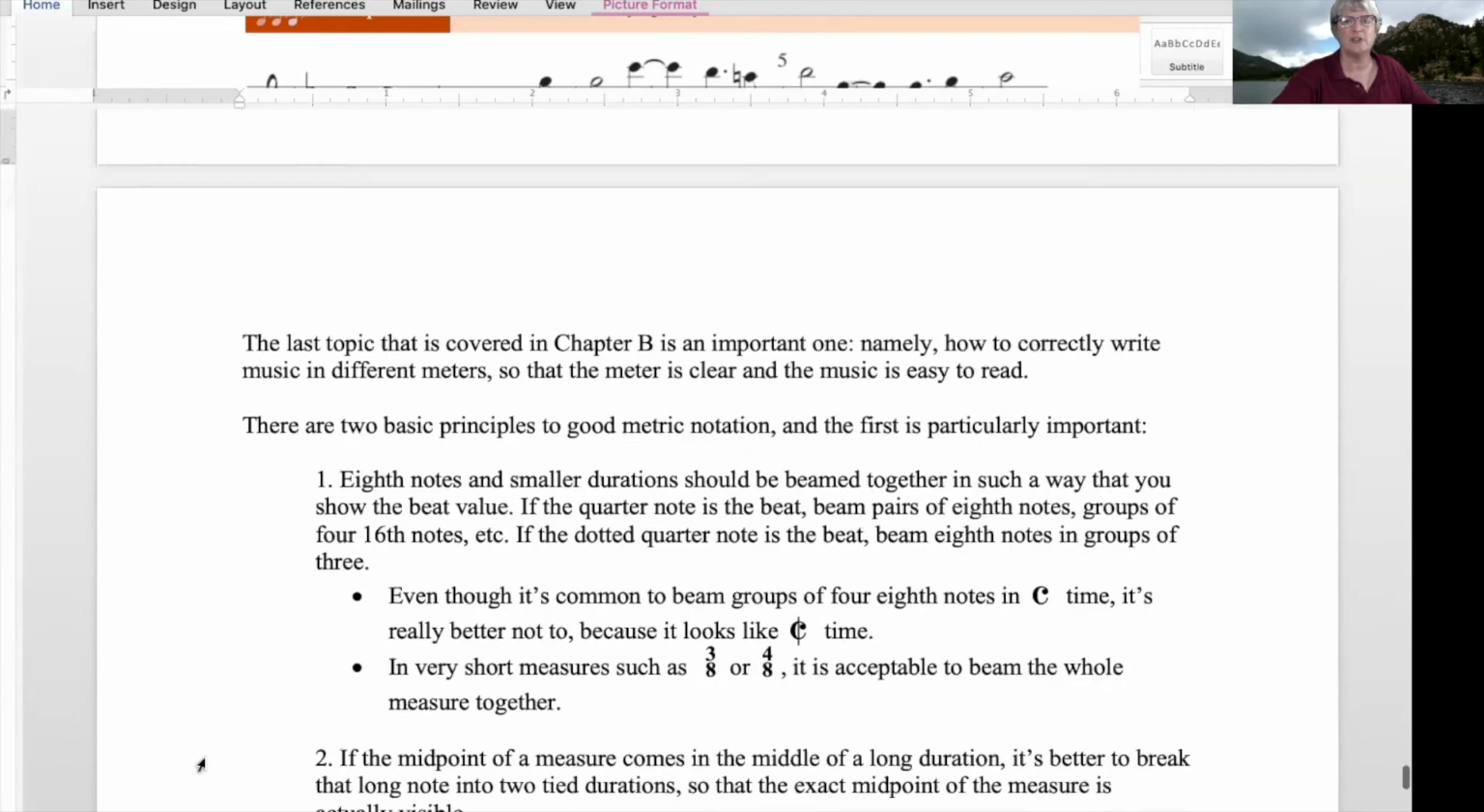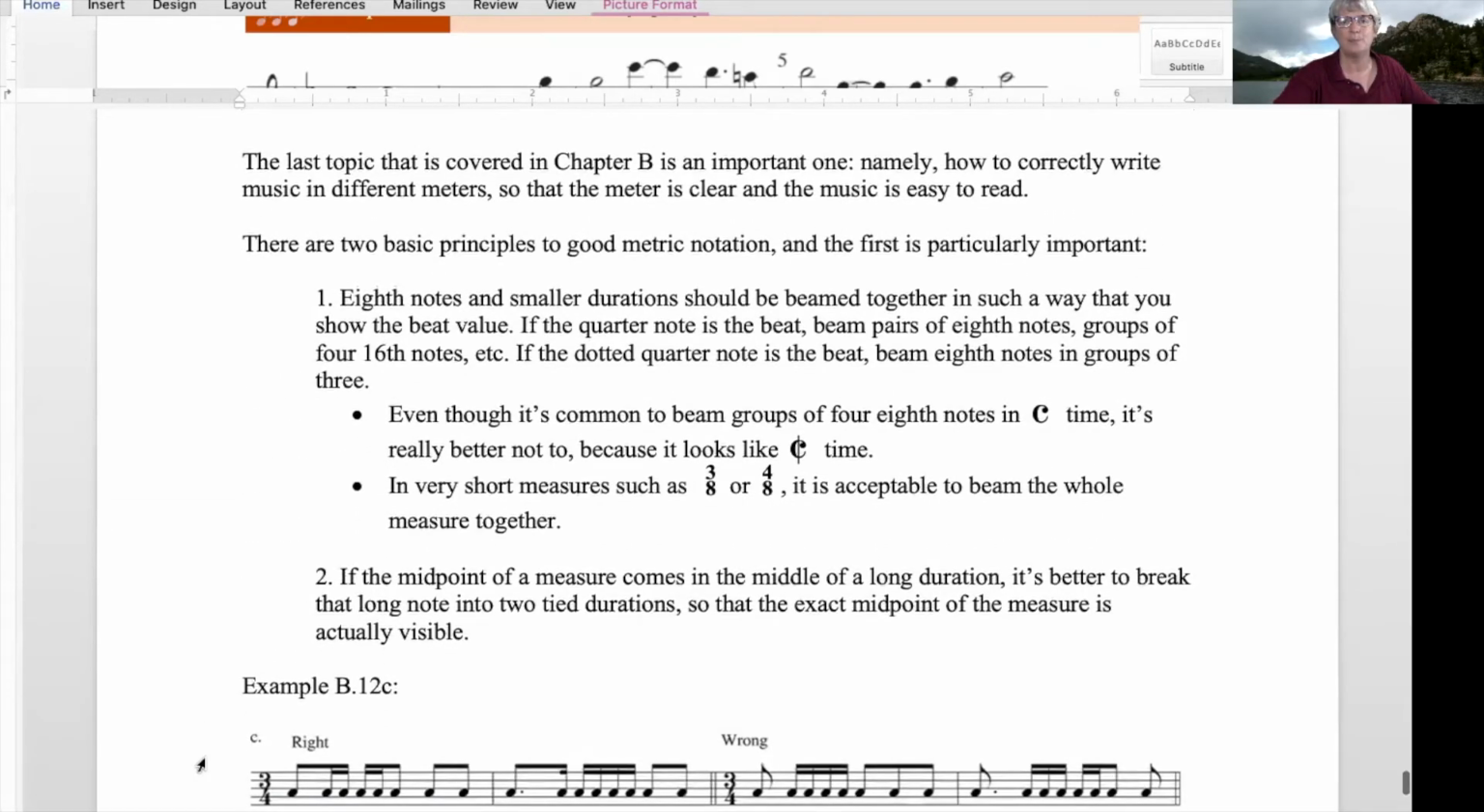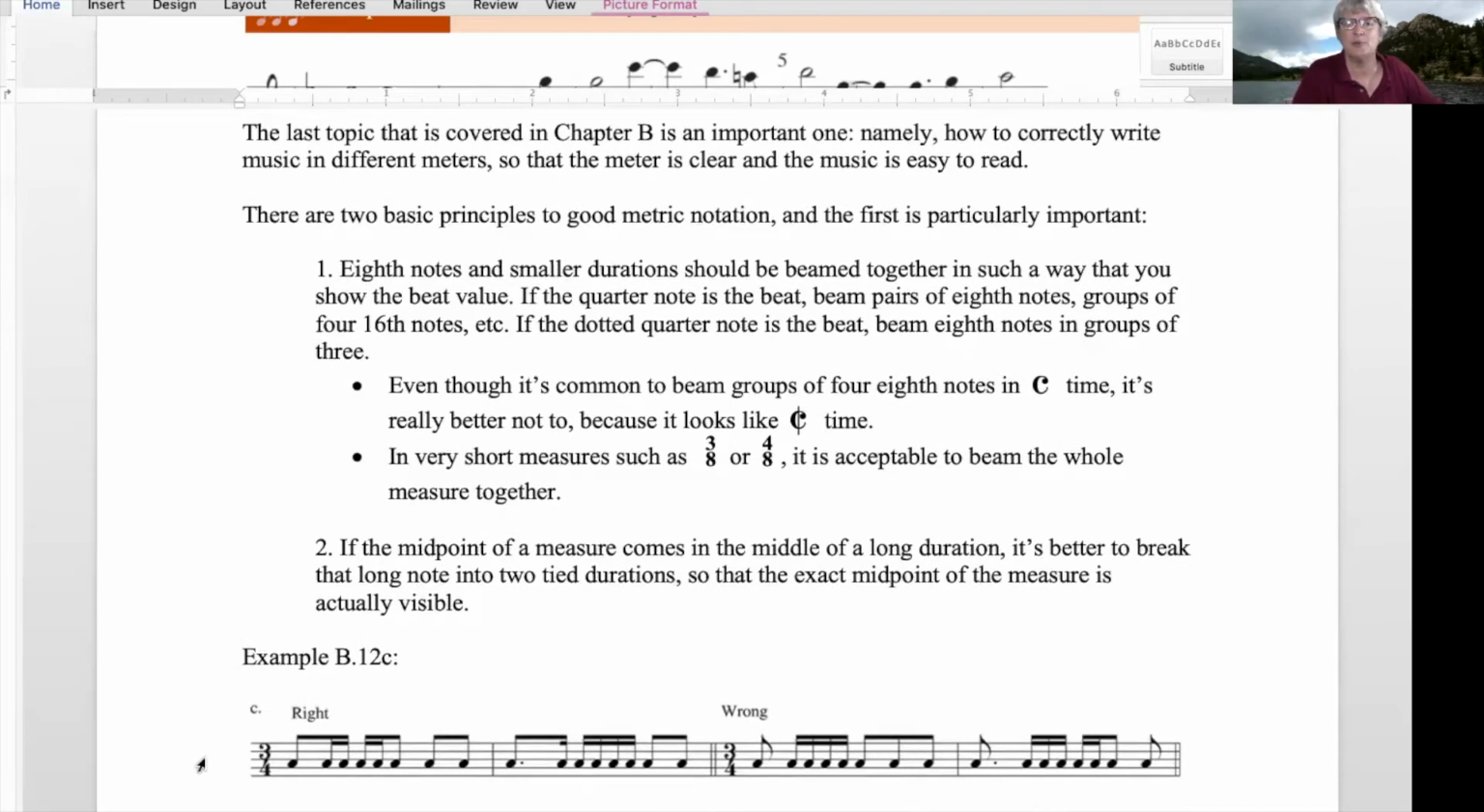Next, I want to say something about rhythmic notation. The last topic that's covered in Chapter B is the important topic of how to correctly write music in different meters so that the meter is clear and the music is easy to read. This is particularly important for instrumental music. If you're writing for band, or for orchestra, or for that matter, for instrumental chamber music, you want the players to be able to easily sight read the music. Sight reading the rhythms is a big part of this.